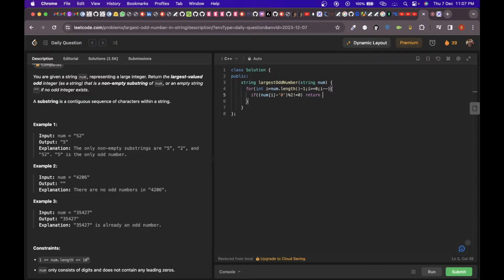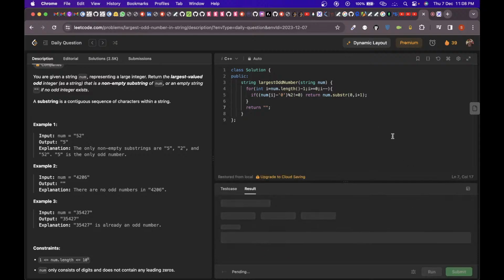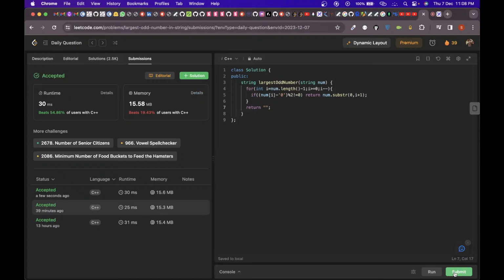If we find an odd digit in the string, then we can directly return it. Else, if it's not found, then we can return an empty string. So let's try running it. So yeah, as the test cases pass, let's try submitting it. So yeah, it got submitted.